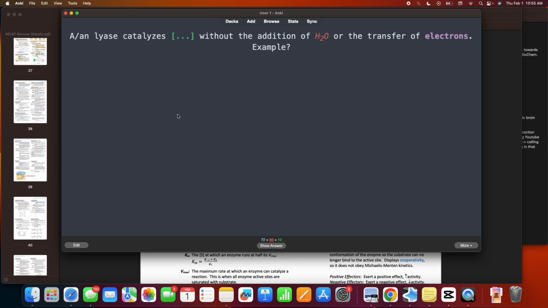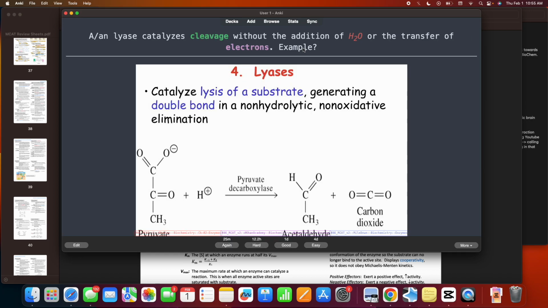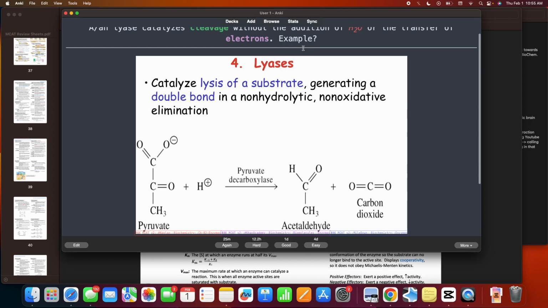What does a lyase catalyze without the addition of water or the transfer of electrons? It catalyzes cleavage. An example of that is lipase, one subtype of lyase. Another example would be phosphatase, or decarboxylase.